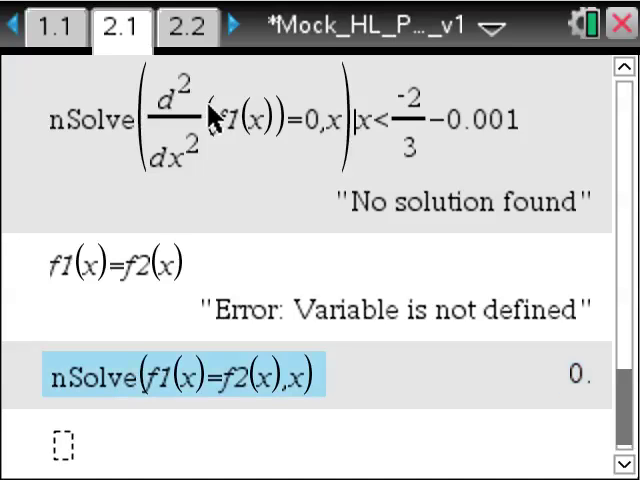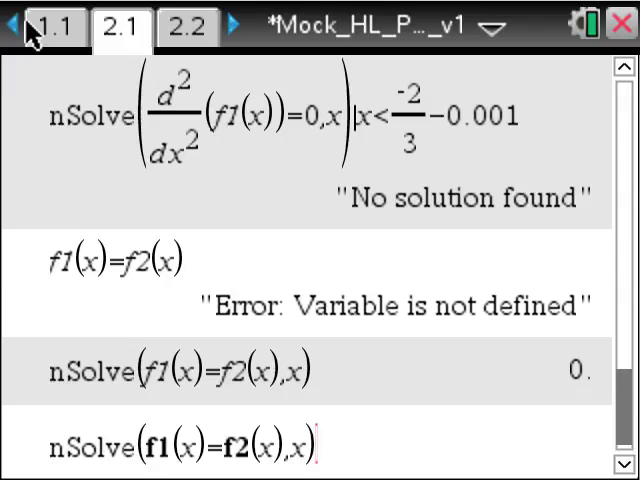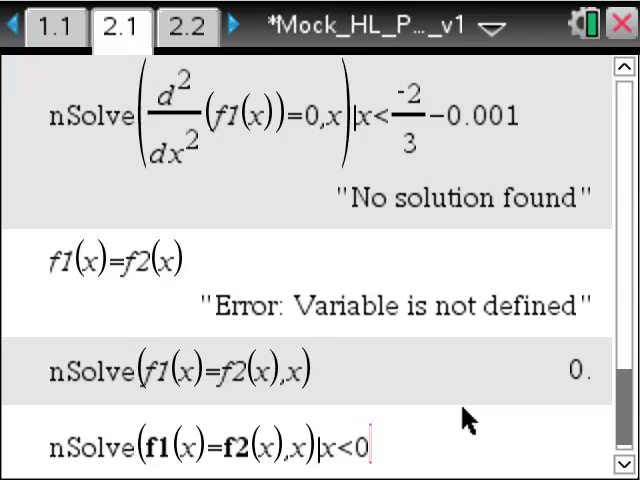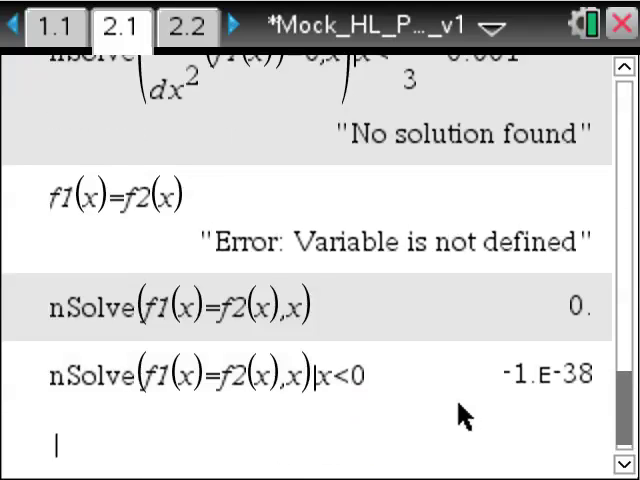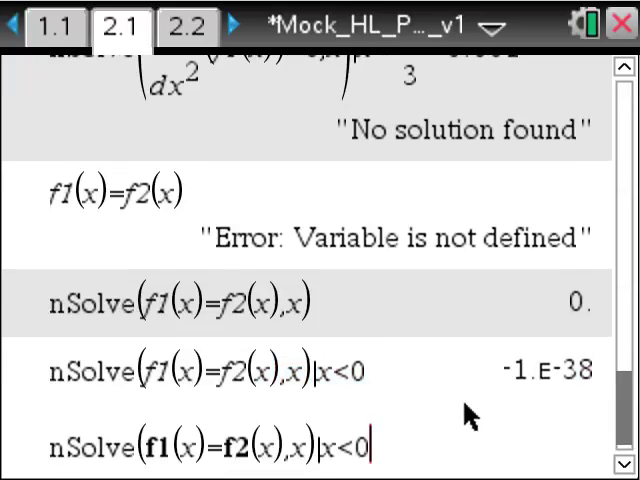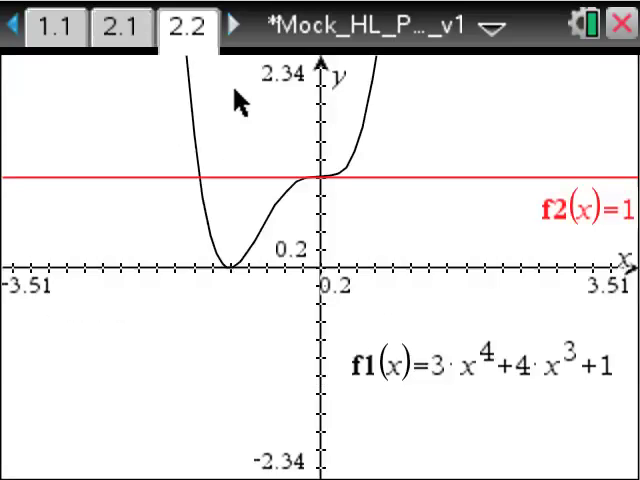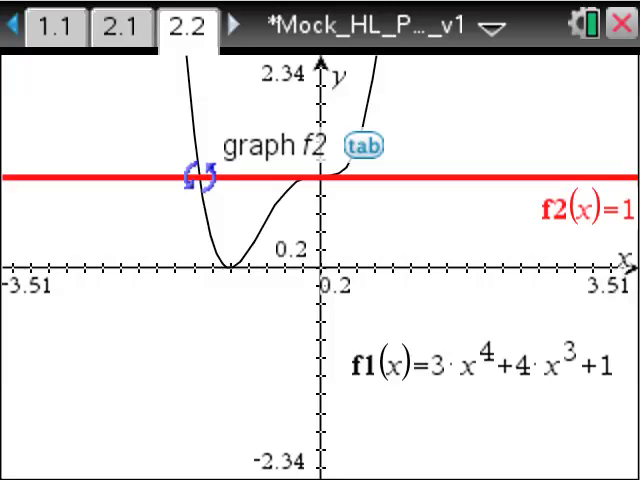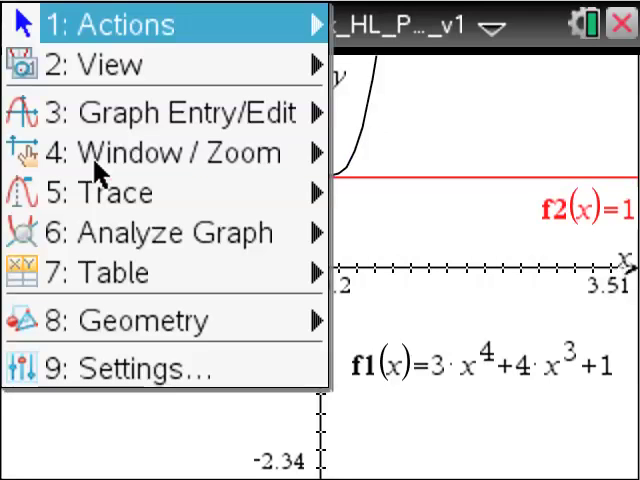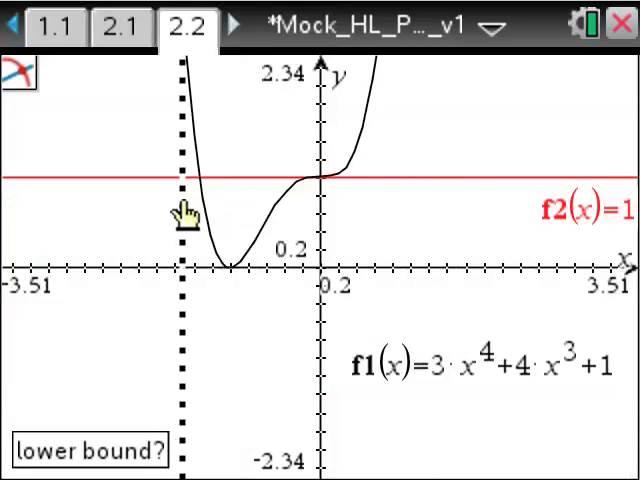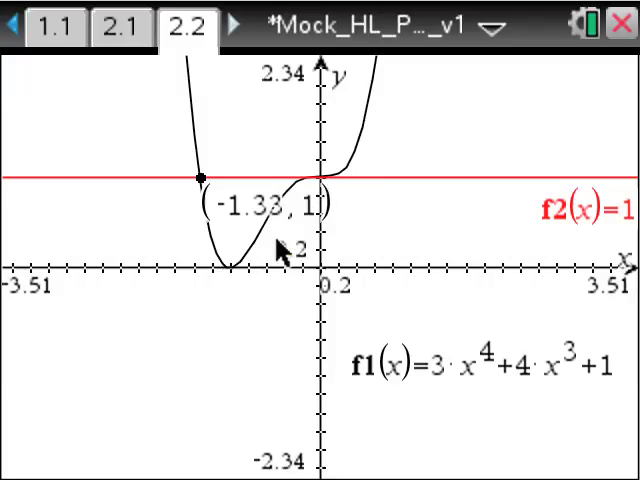We're now going to look for another solution. So I'll press Control equals, so given x is less than 0, and I get something that's very, very small, less than 0. Let's see if we can force the issue, make it go much further less than 0. It seems not to want to find it, but we can absolutely see that there is a value there. Let's see if we can go to intersection graph. So menu, analyze graph, intersections. I'll go to the left, I'll go to the right, and we seem to have the value negative 1.33.